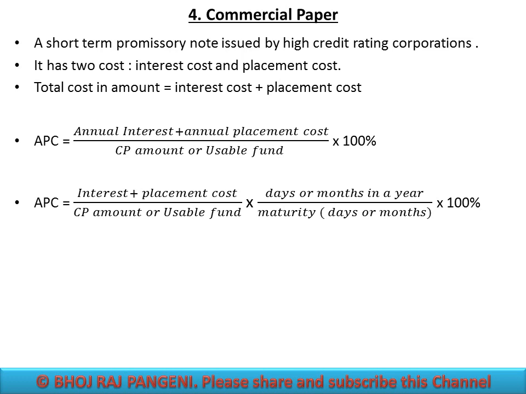And the APC, another formula, is the interest plus placement cost divided by the CP amount or usable fund, into days or months in a year, divided by maturity days or months. If the maturity is given in days, you have to write days in a year. If the maturity is given in months, then you have to write months in a year.